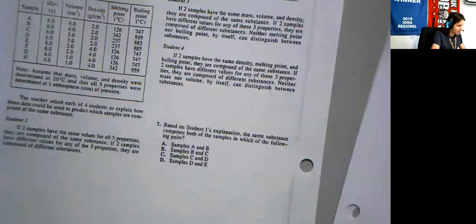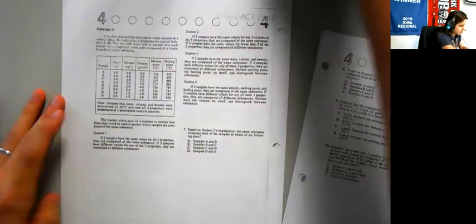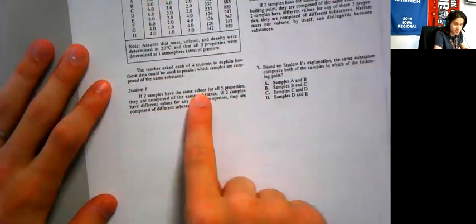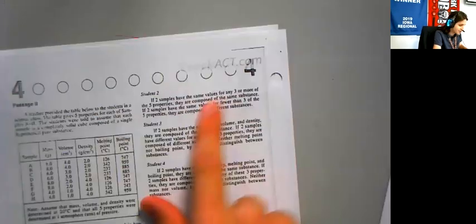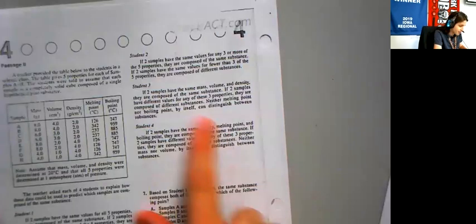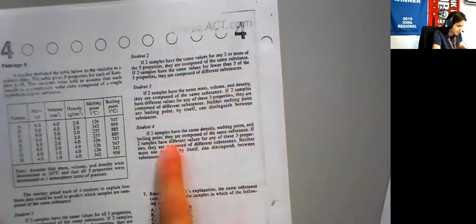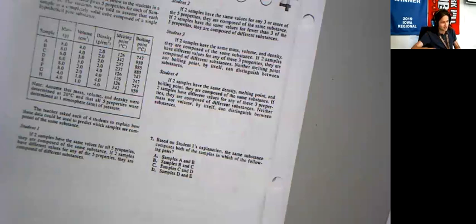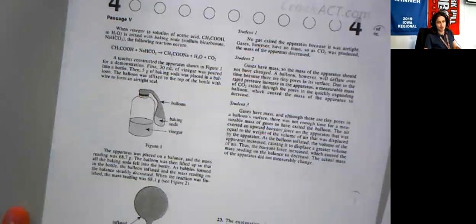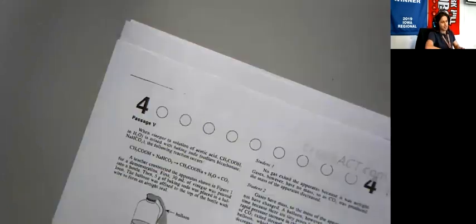You got two passages left. We got a passage about some melting points and boiling points. If two samples have the same values for any 3 properties, for mass, volume, density, melting point, and boiling point. I'm just pointing out some things that you're going to ask me about later. And on this one, we are making a volcano, but we're doing it in the bottle. Fun times. So 2 passages left to do.